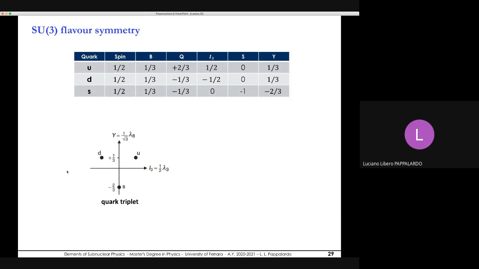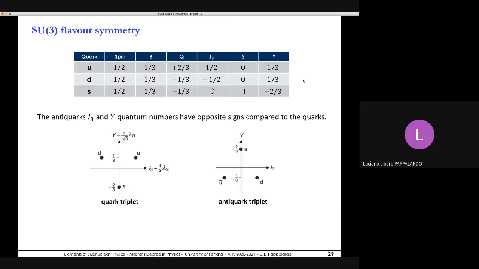What about antiquarks? When we switch from quark to antiquark, as I mentioned several times, we not only change sign to the electric charge, but also to the internal quantum numbers. So essentially, all these quantum numbers become opposite when you switch from quarks to antiquarks. So we can now represent the antiquarks in the same plane. Now the S bar sits here, and the up and down are there. Let me remind you that the third component of isospin is also switched between up and down, because the D bar is more positively charged than the U bar.